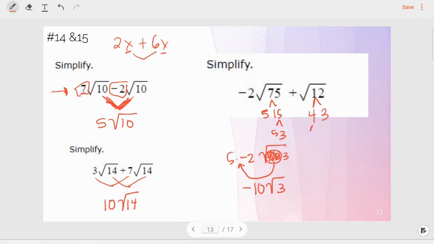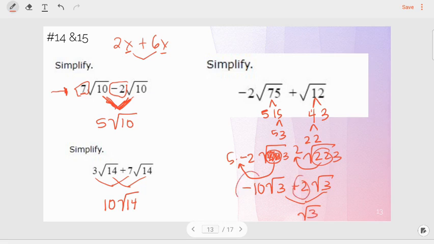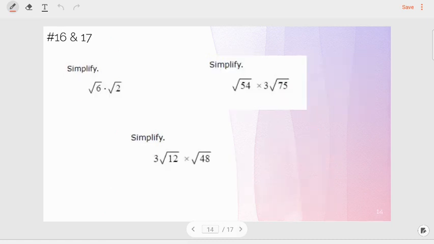12 simplifies to 4 and 3. 4 simplifies to 2 and 2. So yeah, the radical of 2, 2, and 3. I'm going to bring a pair of 2s out front. With nothing out front, I'm just going to bring down the positive 2 square roots of 3. Now you notice that they are the same. So my final answer is going to have square root of 3, and I'm going to combine the positive 2 and the negative 10, negative 8, and that's my final answer. So that is adding and subtracting.